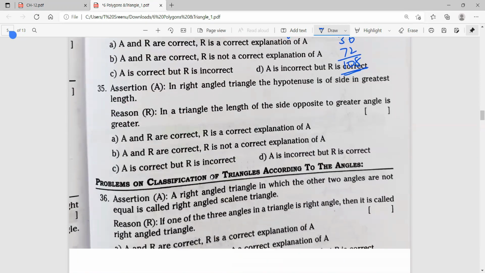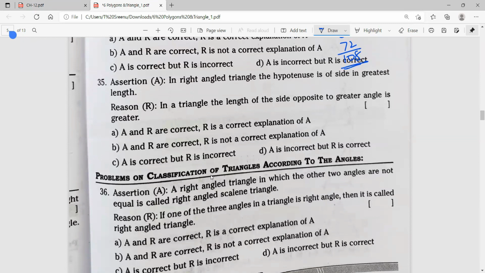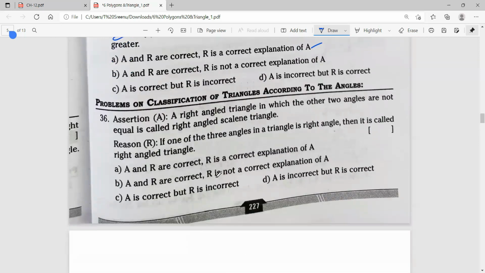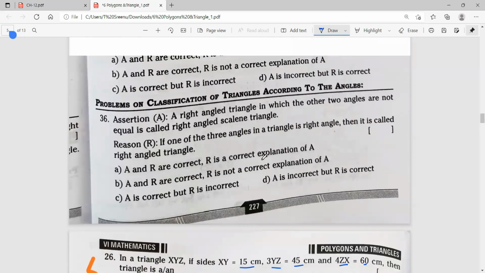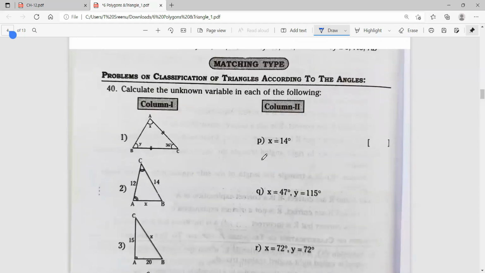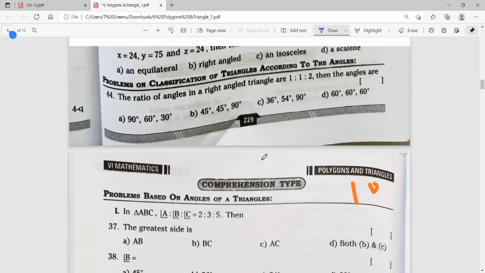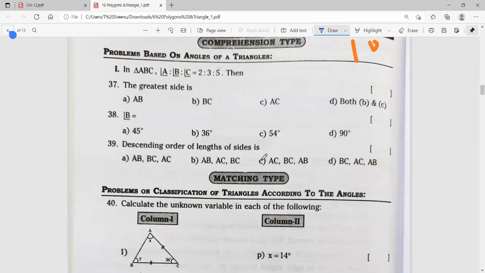In a right angle triangle, the hypotenuse is the greatest length. Yes, correct. In a triangle, the length of the side opposite to the greater angle is greater. Yes, that is the right angle triangle hypotenuse. Okay, both are correct. And you can see this and try this. Next, yes, next one I will go.